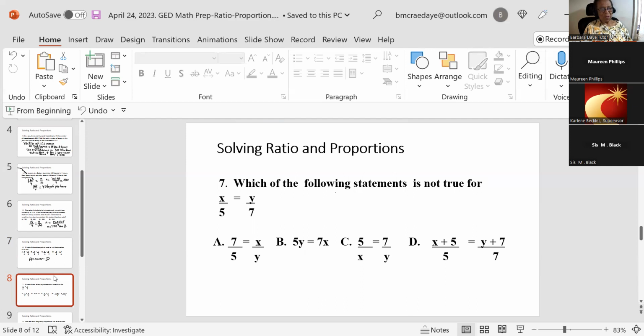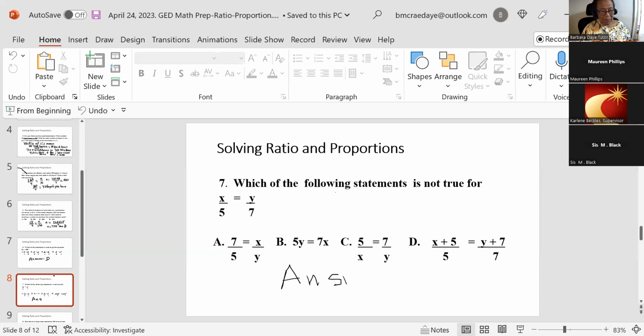When you cross multiply, which one of these do you not get? Three of them you get. One of them you do not get when you cross multiply. Okay, that's right, Maureen, you got it. Mercedes, you get that? No. She said A. Yeah, you said A, and that's correct.